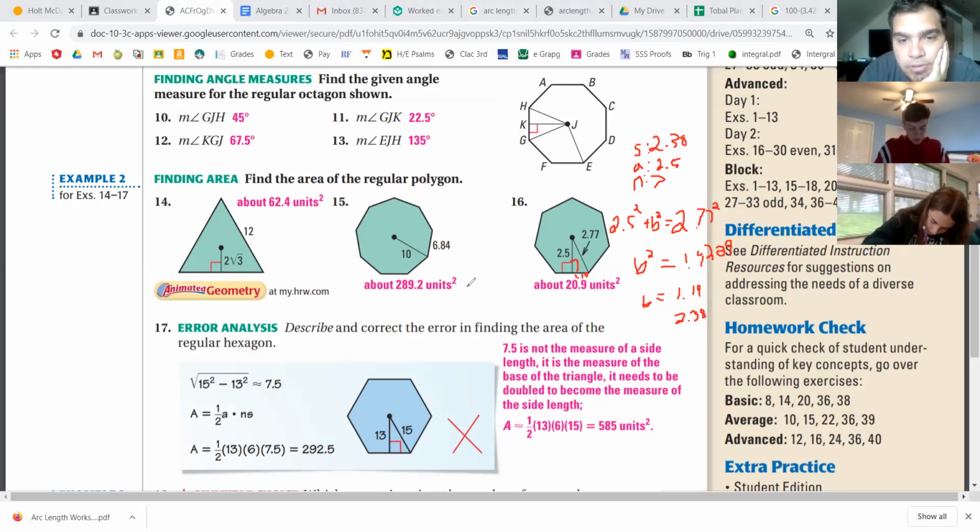Now we could actually plug it in the calculator, or the function. So 1/2 times my s, which I just found was 2.38, times my apothem, 2.5, times my number of sides, which is 7. Let's go to the calculator and do all that.